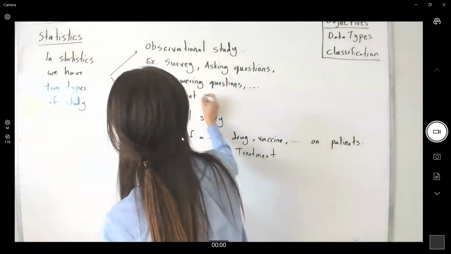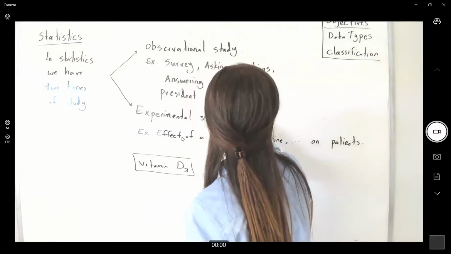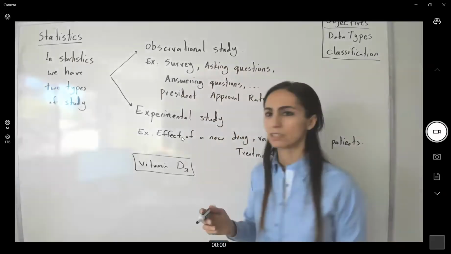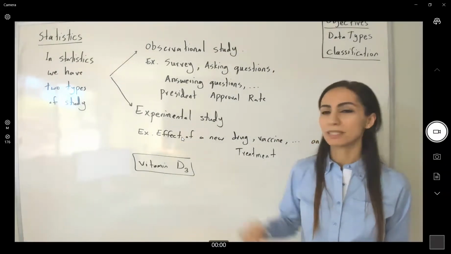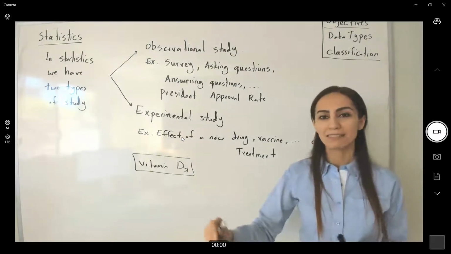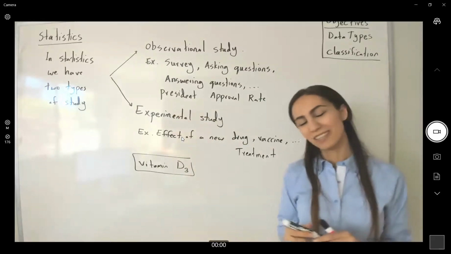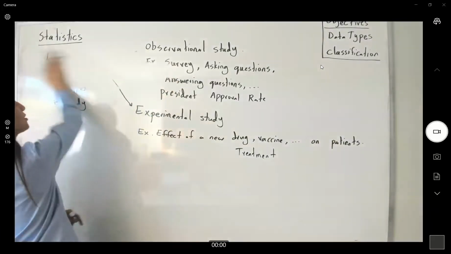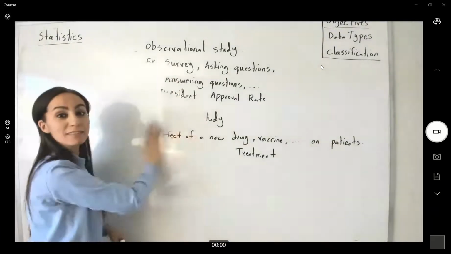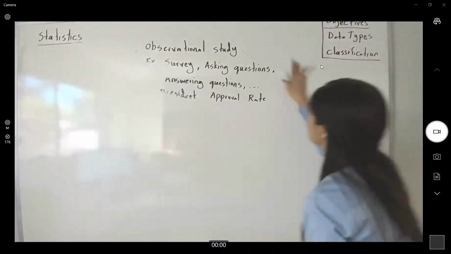The president approval rate. You're just asking around, collecting the data. There is no treatment involved, just asking and recording. That's all. Example of observational study. So now we're going to talk about how do we collect the data and which method is the best method of collecting the data.